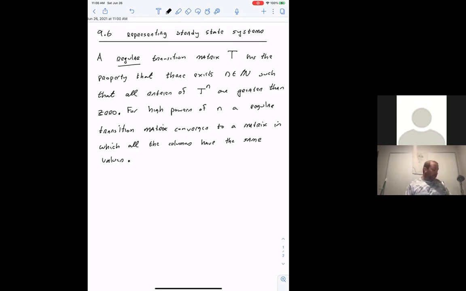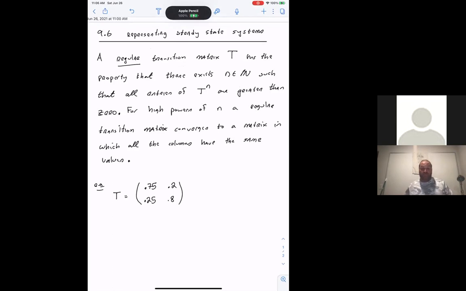Okay, and it says here, it's still in the box, it says in the rest of the chapter, you're only going to consider regular transition matrices. So I just want to show you an example of one. So we'll do a simple T. And here's an example. Suppose T is the following transition matrix: 0.75, 0.25, 0.2, 0.8.